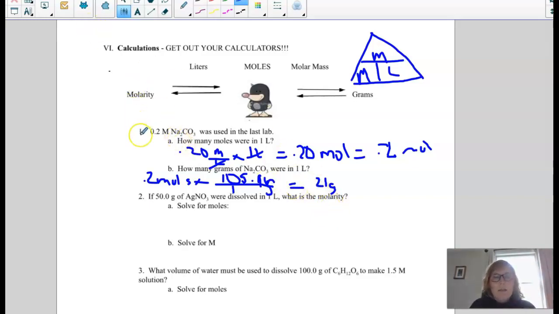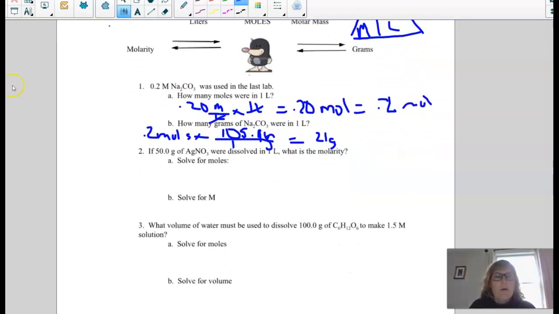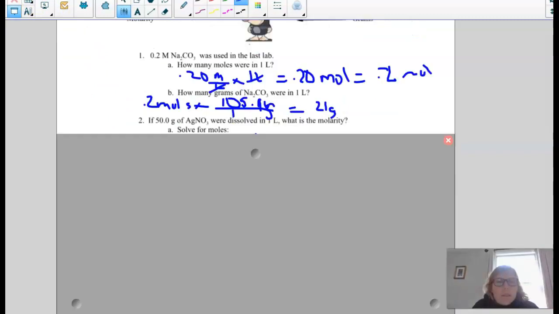So what I want you to do is take a minute and try the next problem, and then I will actually do the next problem with you. If you have 50 grams of silver nitrate dissolved in 1 liter, what is the molarity?